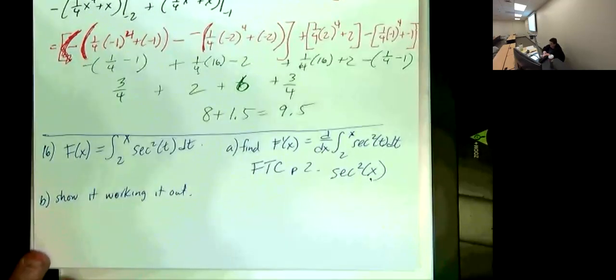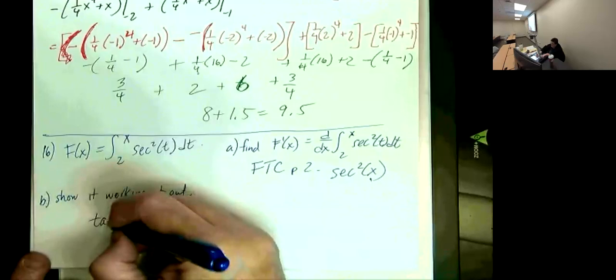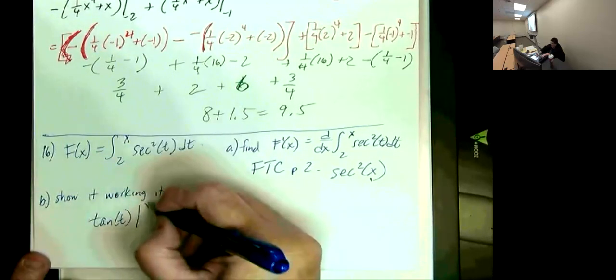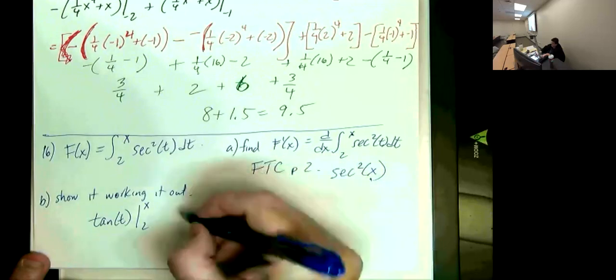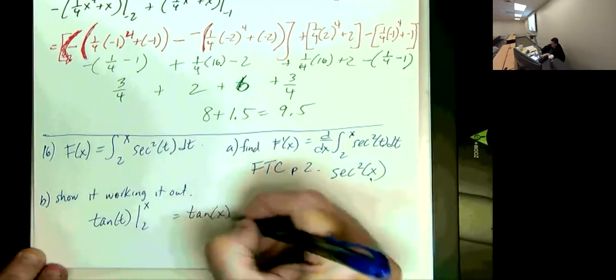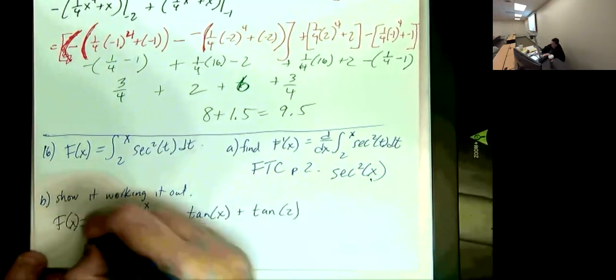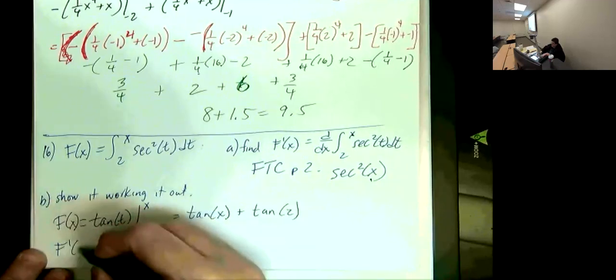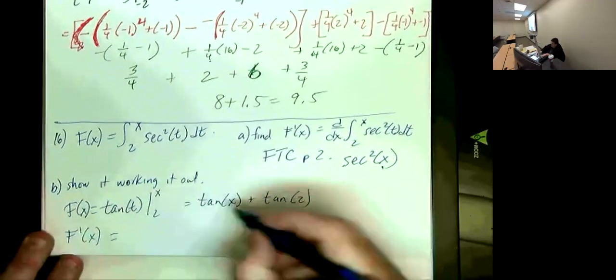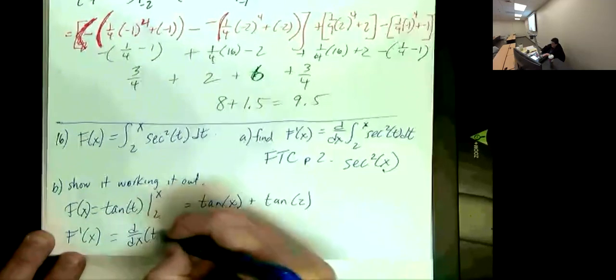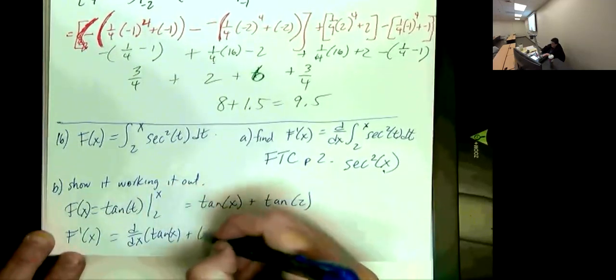So if I integrate secant squared, what derivative is a secant squared? Tangent, right? So we've got tangent of t evaluated from 2 to x, which is tangent x minus tangent 2. So that's f of x. And so when we take f prime of x, we just have the derivative of tangent x minus tangent 2.